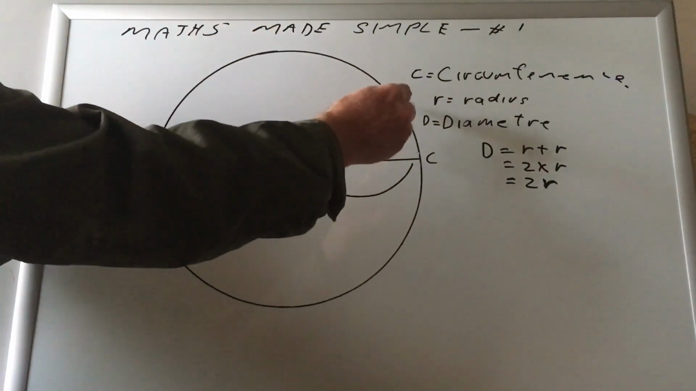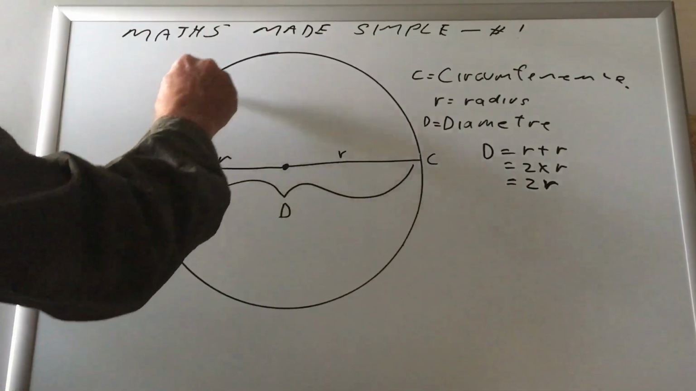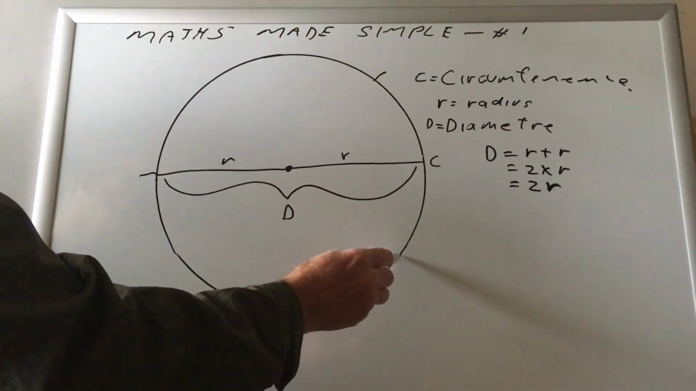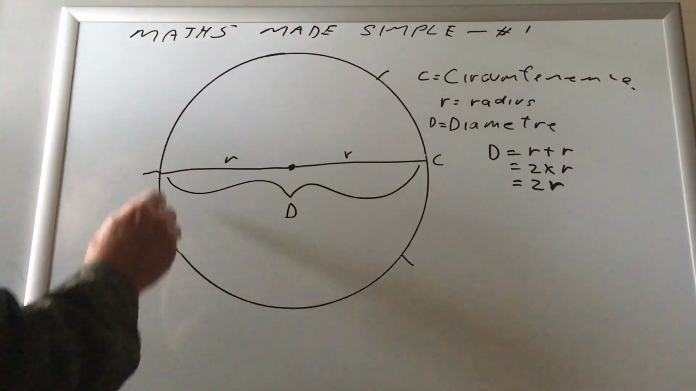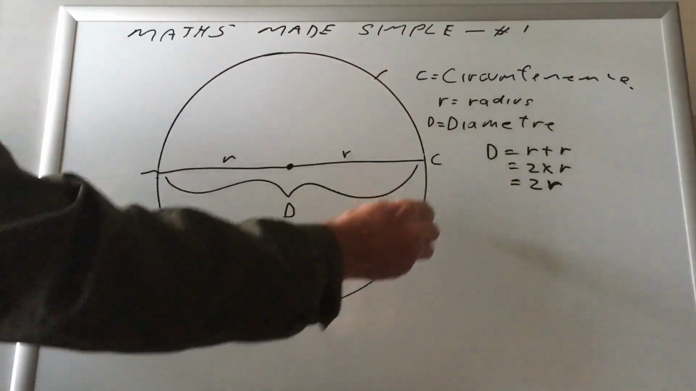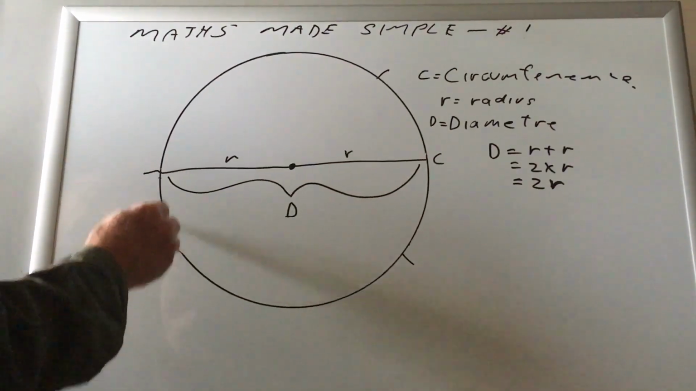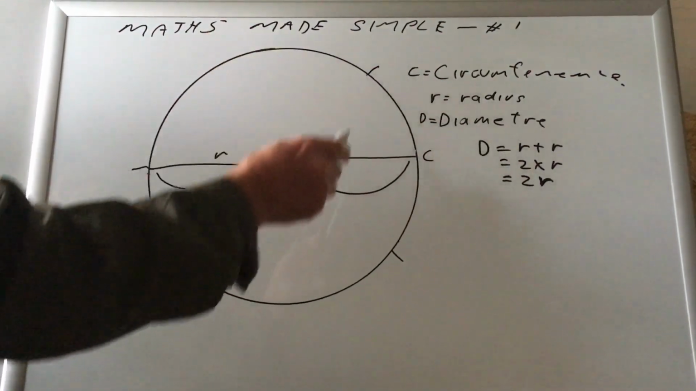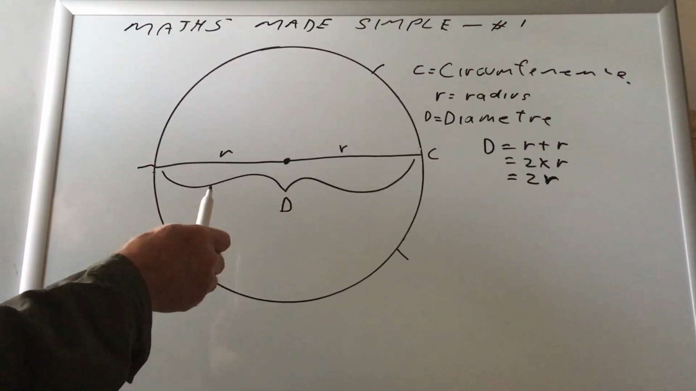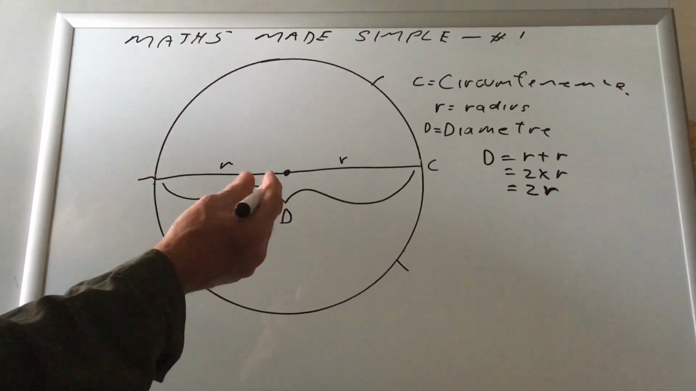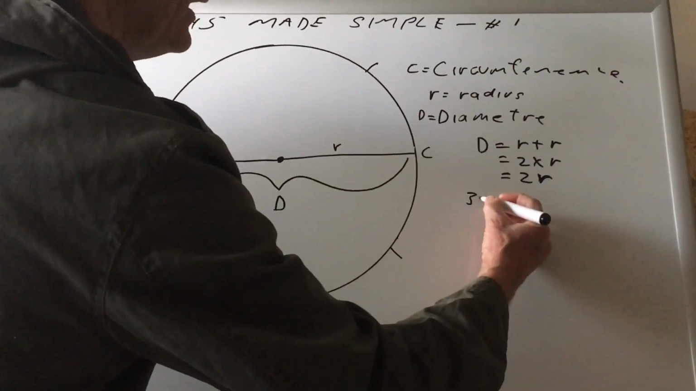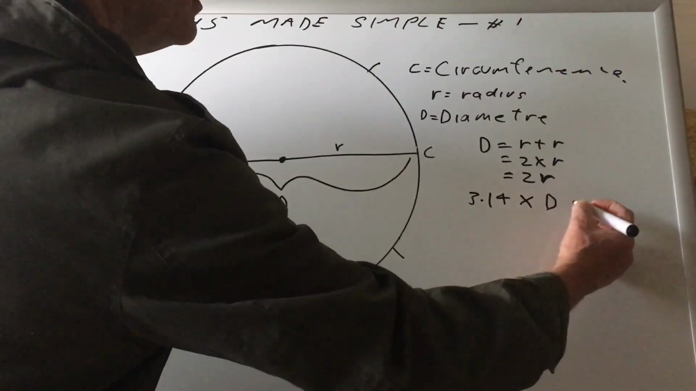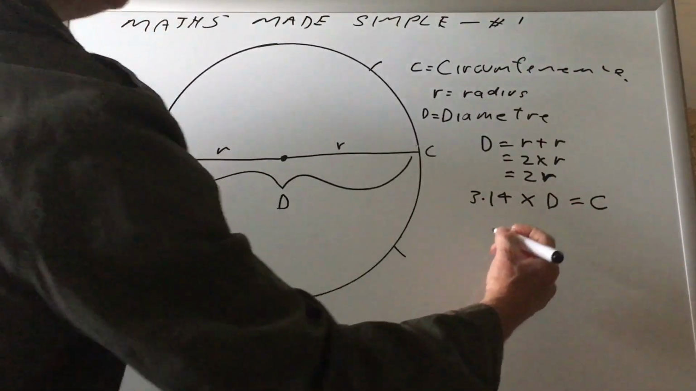Now if you get the diameter, you'll find if it was a piece of string and you stretched it around the edge of the circumference, you'd find it would go 3 and a bit times around the circle. So that would be one diameter, another diameter, another diameter, and a bit more. Someone really smart worked out that the diameter goes around 3.14 times. That number is called pi. So 3.14 times the diameter equals the circumference.